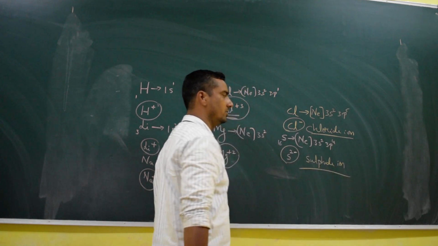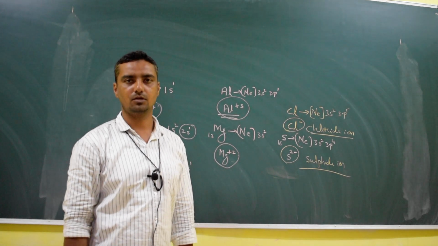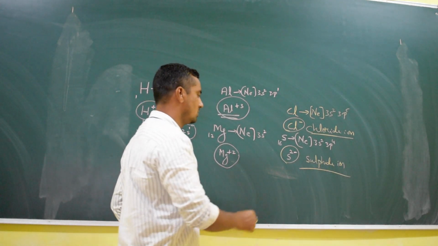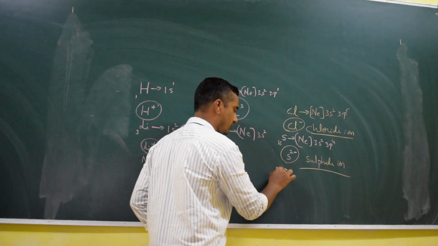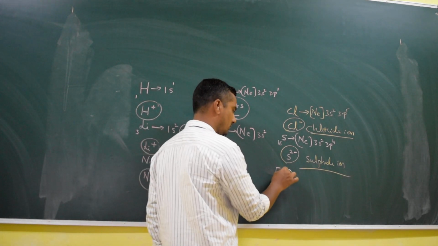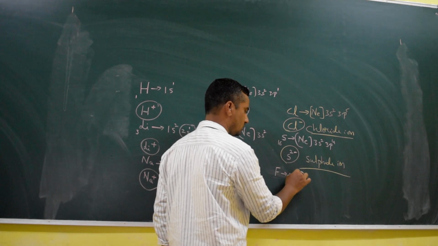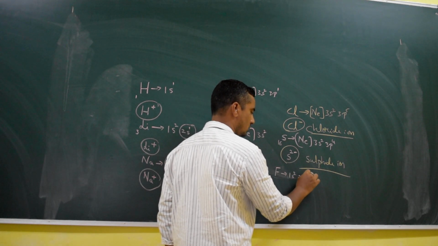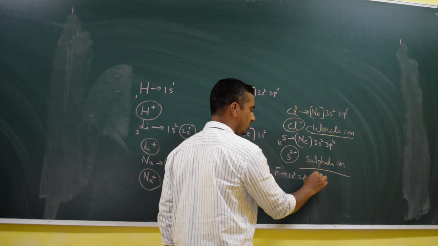This is sulfide ion. Understood? I'll give one more example. If we go for fluorine, F, its electronic configuration is 1s2, 2s2 and 2p5.